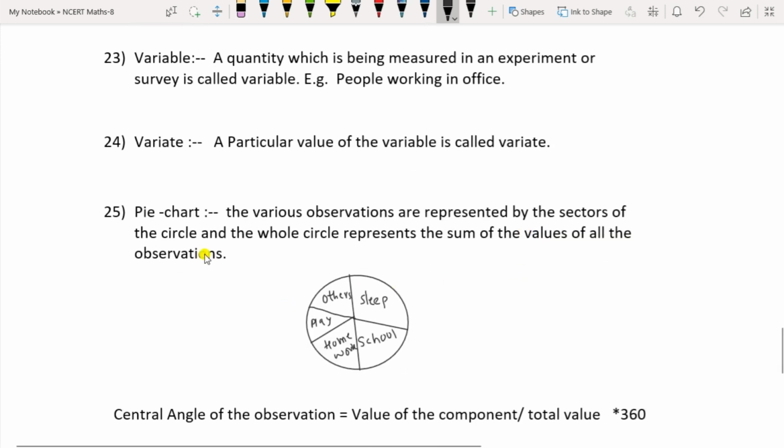And the 25th rule is the pie chart. The various observations are represented by the sectors of a circle, and the whole circle represents the sum of all the values of the observations. It is called a pie chart. Whatever data we are getting, we are representing it in a circle. We know that a circle has 360 degrees, so we represent the data in a circle. That is called the pie chart.